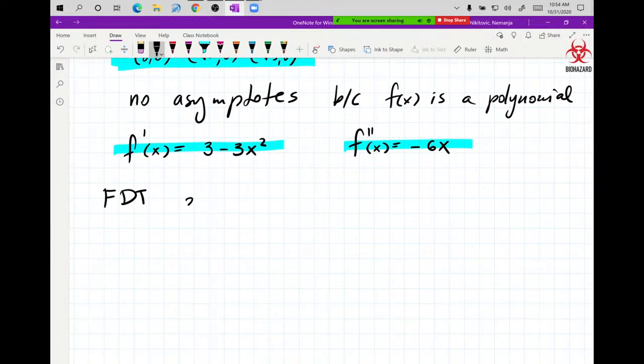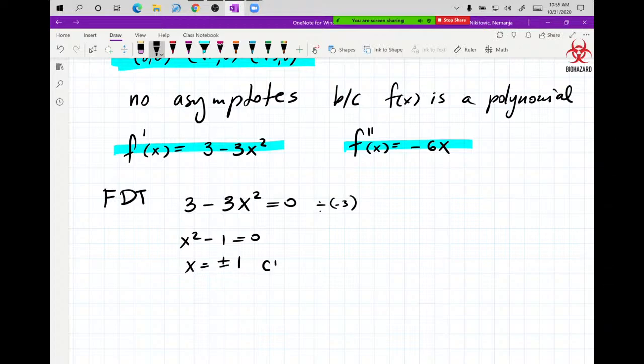So for first derivative test, we are setting our problem equal to 0. And if you divide the whole thing by negative 3, you get x squared minus 1 equal to 0, which spits out plus minus 1 critical points. Ooh, looks like we're going to have our min and max. Or maybe those are concavity changes. We'll see.